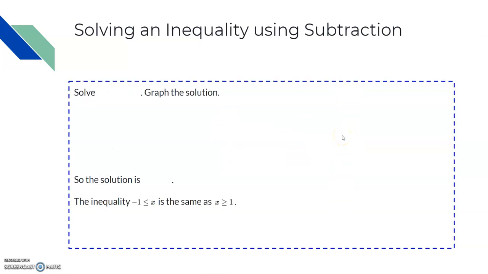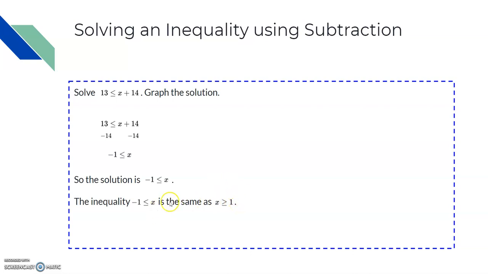Alright, now solving an inequality using subtraction. Solve 13 is no more than x plus 14. Graph the solution. Copy it down. We're going to subtract 14 from both sides. We get minus 1 is no more than x. So the solution is minus 1 is no more than x. The inequality minus 1 is no more than x is the same as x is no less than minus 1.